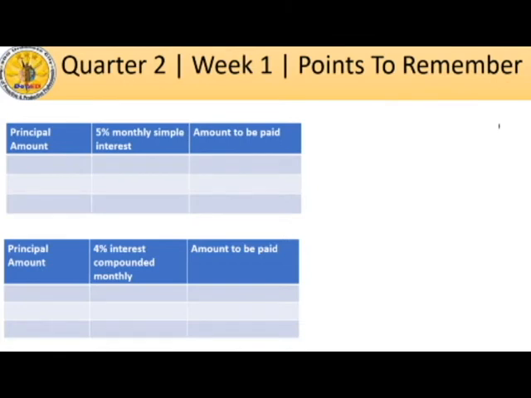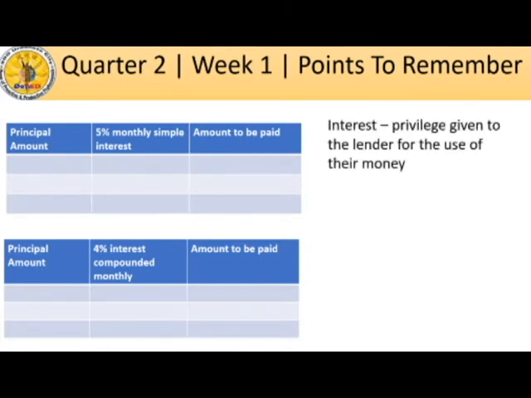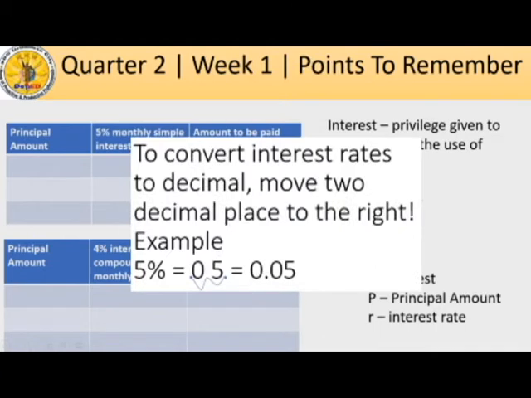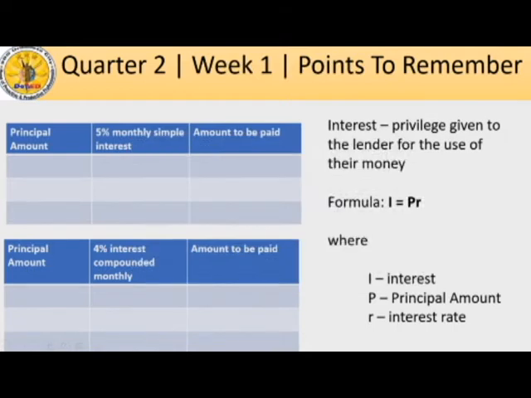To those who do not know, interest is the privilege given to the lender for the use of their money. Of course, if you're going to use somebody else's money, you can't just use it for free. To compute for interest, we simply multiply the interest rate to the borrowed amount. In the case earlier, the interest rates are 5% and 4%, which can be converted to 0.05 and 0.04 respectively. Also, we will call the borrowed amount the principal amount. Familiarize yourself with the terms since we'll be using those terms throughout this course.